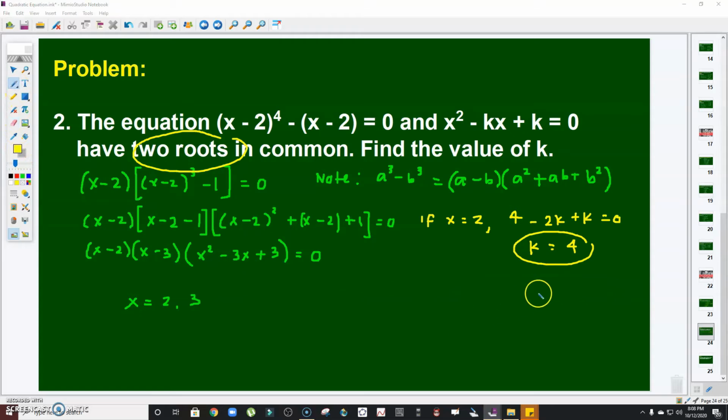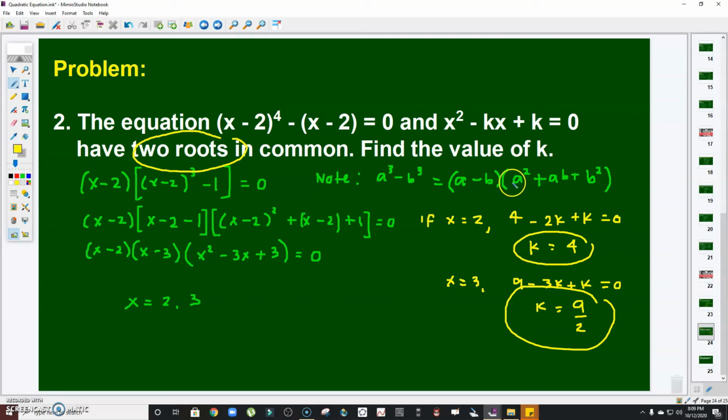Next, this time, let's use x equals 3. If x is 3, we're going to have 9 minus 3k plus k equals 0. And clearly, the value of k here is 9 over 2. So, those are the two values of k.